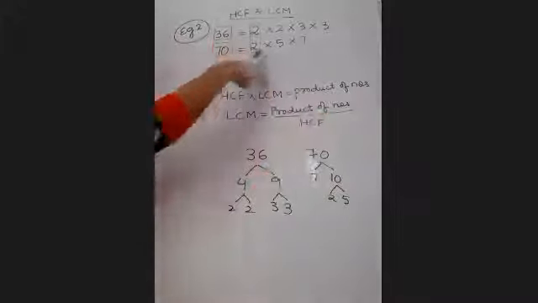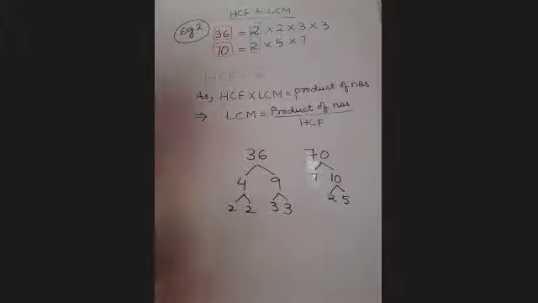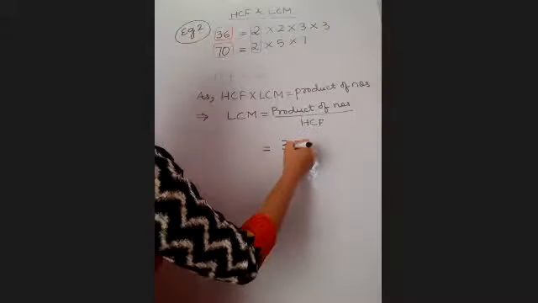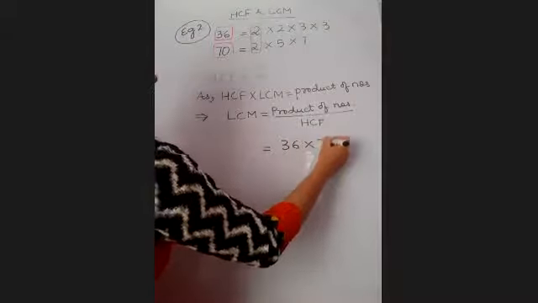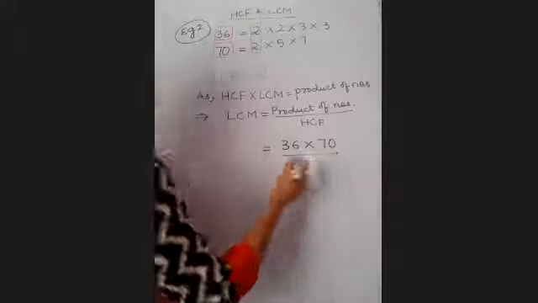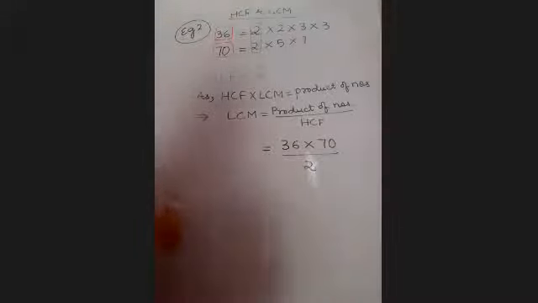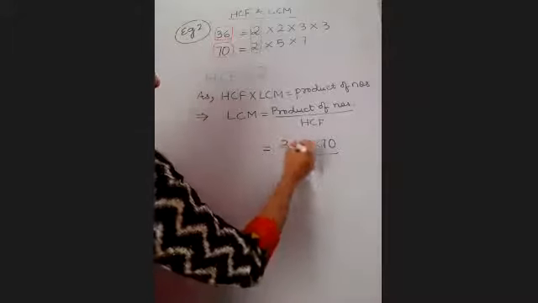We find LCM otherwise also, but I'm finding this way more better, this way easier. So I'm doing like this. Now, what is product of numbers? 36 into 70. HCF is 2. It is better to divide. Our numbers will become smaller, no?